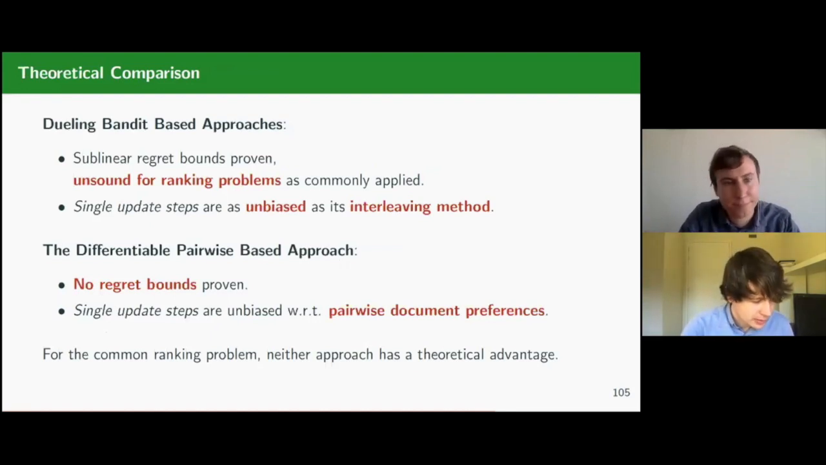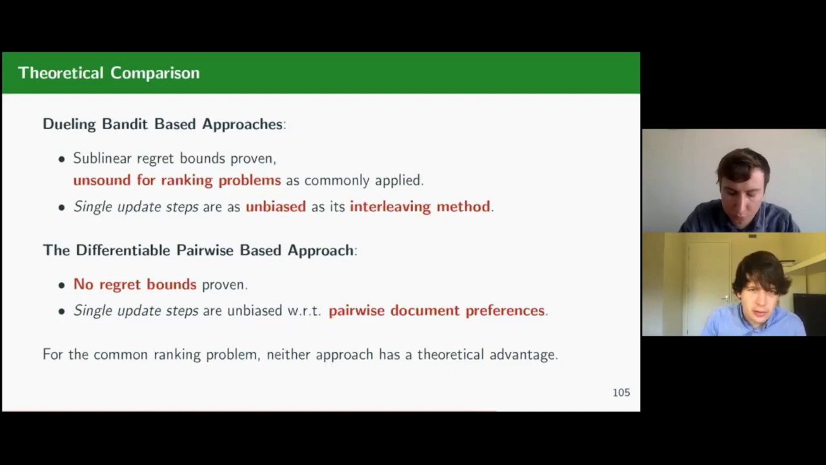Yes, so I talked about the theory before, and we talked about all these different methods that come from dueling bandit gradient descent that form the basis of this online learning to rank field. And we saw that the original theoretical founding, these sublinear regret bounds that were proven for this family of methods, are unsound for the ranking problems as they were usually applied. So all the follow-up work, everything in practice, was done in situations where these assumptions don't hold, so the proof is unsound. So we're missing a theoretical basis there.